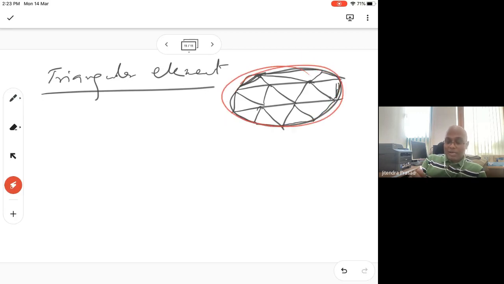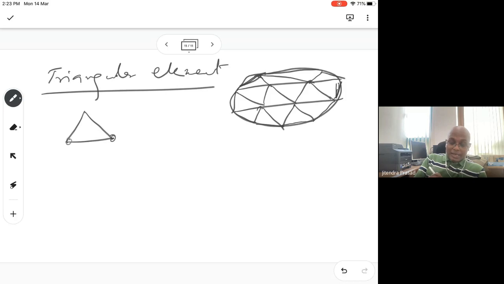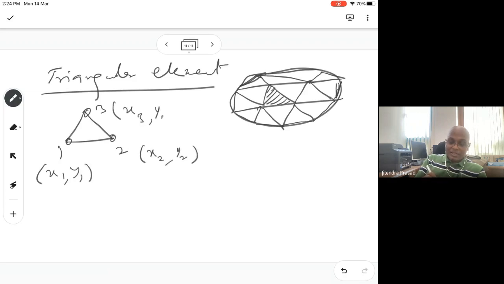You have partitioned it with triangular elements, and if you look at one element like this, we have node numbers 1, 2, 3. So we arbitrarily chose one, let us say this one. So we have 1, 2, 3, and it may have the coordinates x1, y1, x2, y2, x3, y3.